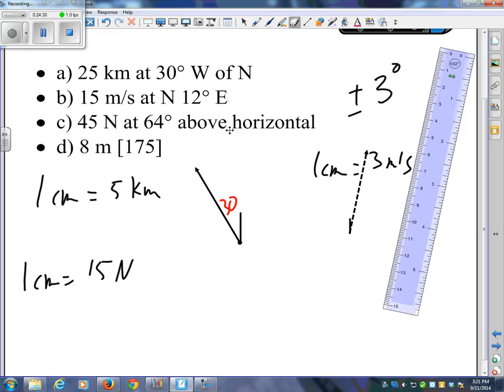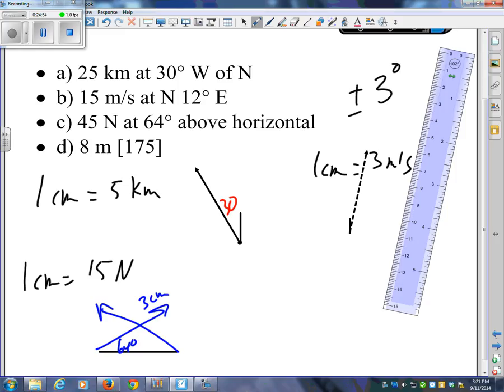Let me do this. There's flat. Jason asked, and there's probably a few others that were wondering, do I go this way or do I go that way? And it doesn't say, so either is fine. This would have to be 64 degrees. How long would it have to be? If 1 centimeter equals 15, then it would have to be 3 centimeters long, right?